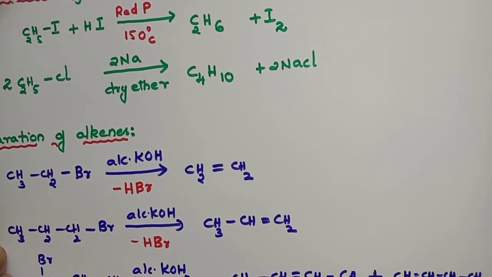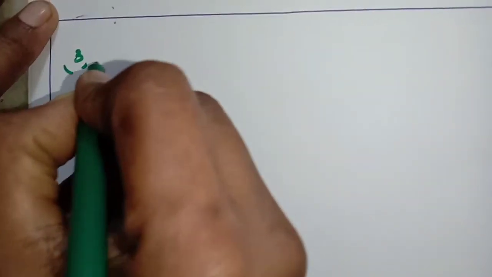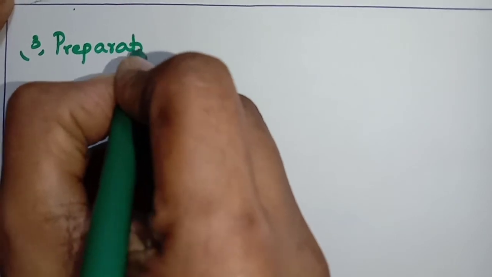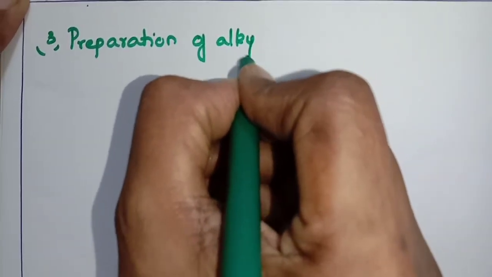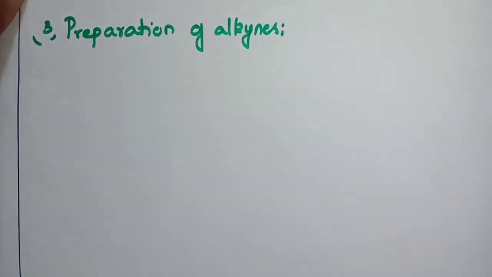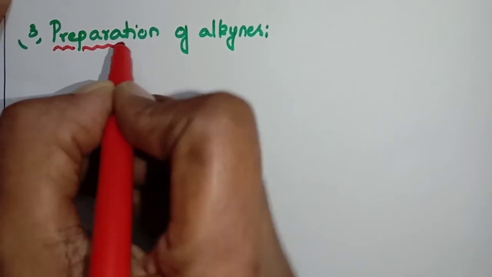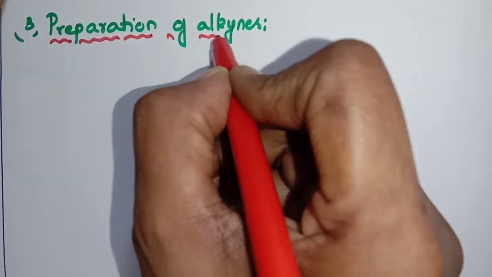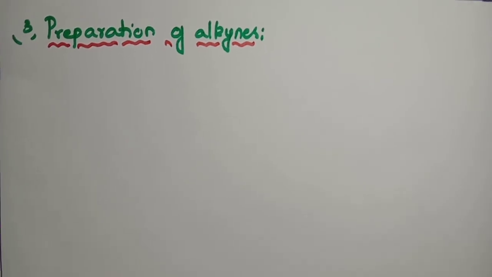Next, third chemical property. Put the side heading. Third chemical property, preparation of alkynes. Alkynes means which have a triple bond. Underline, preparation of alkynes. So how do we prepare alkynes from alkyl halides?